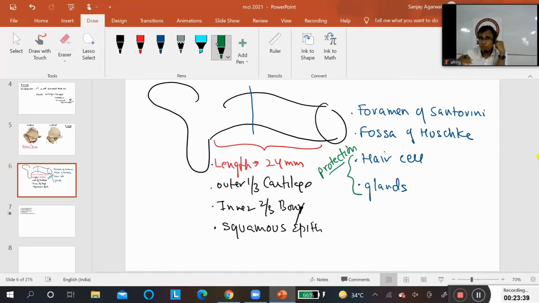Canal is always open. So the air goes inside, so dust particles go in, the pathogens go in, and therefore we need a lot of protection. And the question they ask you is, how do these 2 glands protect? Or which are these 2 glands first? One is sebaceous gland, and the other is apocrine gland. So this is the first thing. You'll have to remember the names of these 2 glands.